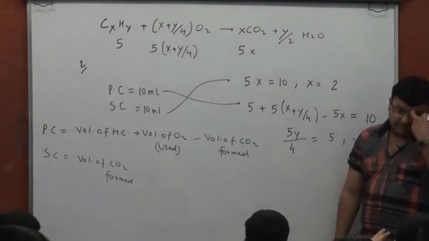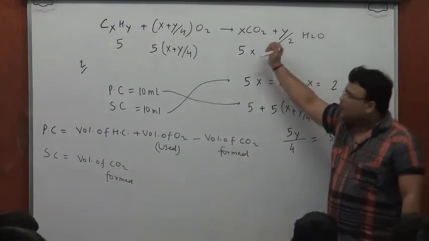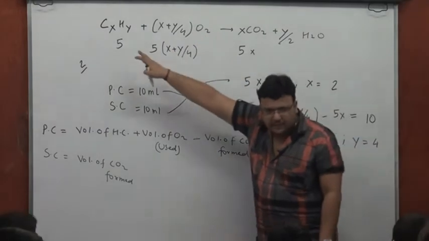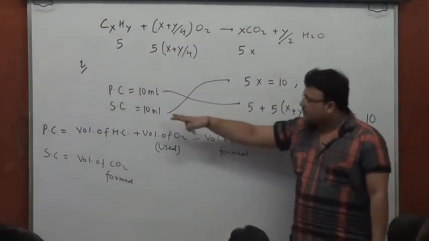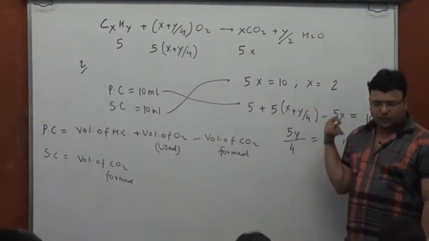5x CO2 is the volume of carbon dioxide. 1 ml produces x ml of carbon dioxide. So 5 ml will produce 5x ml of carbon dioxide. According to the problem, secondary contraction is 10 ml. So 5x is equal to 10 ml. You get x is equal to 2.